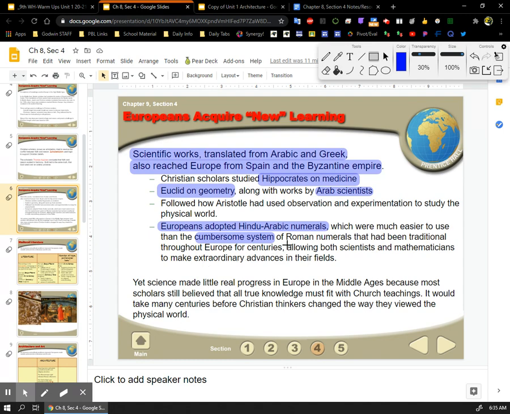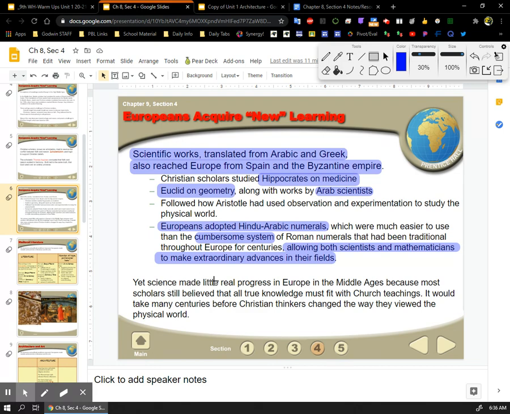What's interesting about this is, again, once you have a universal language of numbers, you're going to see scientists and mathematicians make extraordinary advances in fields. It was not nearly as difficult. Once everything's in the same language, it makes everything way faster, more efficient, and allows people to think differently.